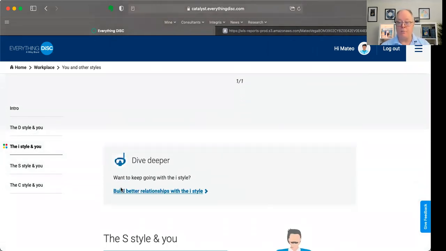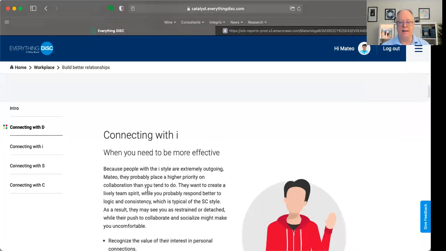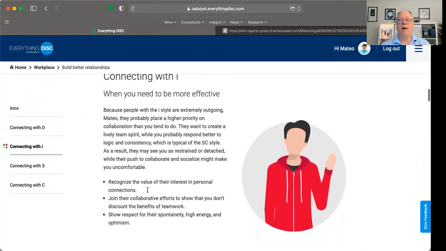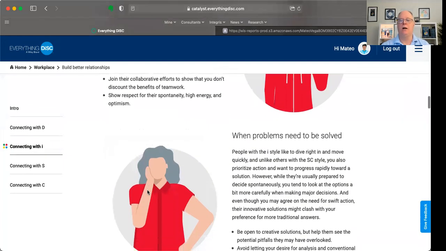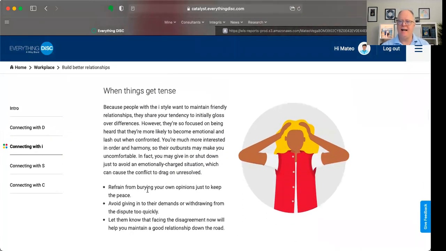So say I do know that this person is an I style and I want to dive a little bit deeper. I can actually dig in and take a look at this. If I'm going to meet with that I style person, what do I need to be thinking of? How can I better communicate with them and be more effective in that communication? What do I do when we need to solve problems? How can I work together so that we can be as effective as possible? And then if things get tense, what are some things we need to be aware of? And how do I make sure that I'm working in a way that we can both be successful going through that? So for any of the styles, I can follow that path through to how I actually work with that person.